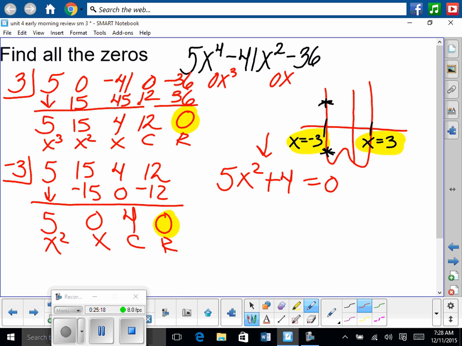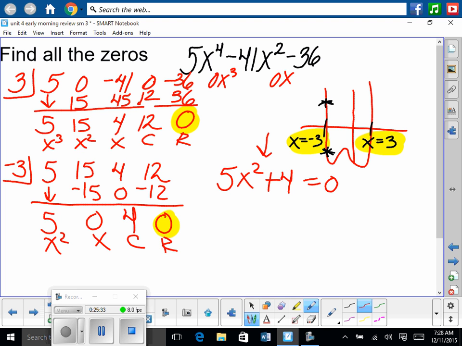But how do we know which one to start? What do you mean? Oh, actually, good question. You can start with either or. You can? Yes. So it would have been the same thing if I would have started with -3 and then done 3 the next time. We would have come out with the same answer.